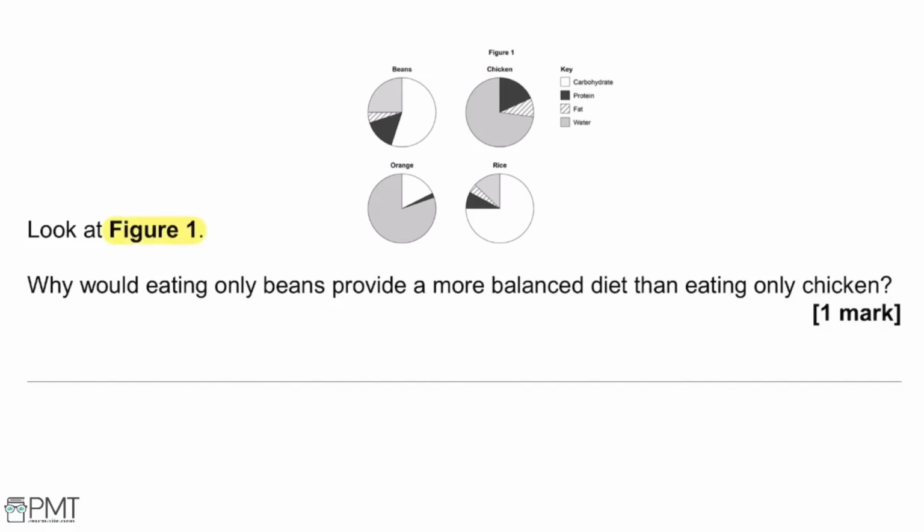Look at figure 1. Why would eating only beans provide a more balanced diet than eating only chicken? So if we have a look up at figure 1, we can see on the chicken pie chart we only have 1, 2 and 3 different patterns, so that's 3 out of the 4 possible patterns. Whereas on beans we've got 1, 2, 3 and 4 of the possible patterns, so we've got all 4 food groups in the beans, and that's the answer to our question. Beans contain all food groups, which is a more balanced diet than with the chicken, which only has 3 out of those 4.